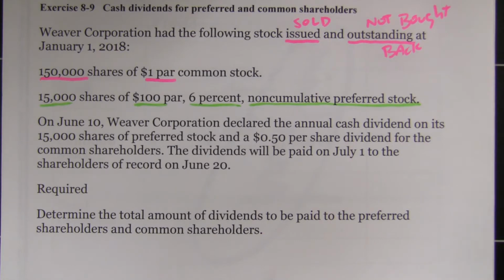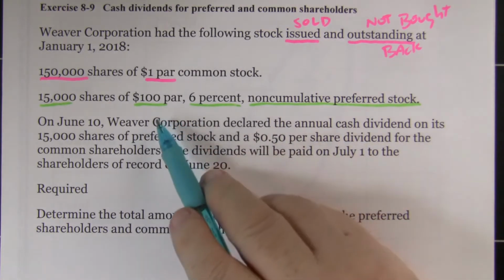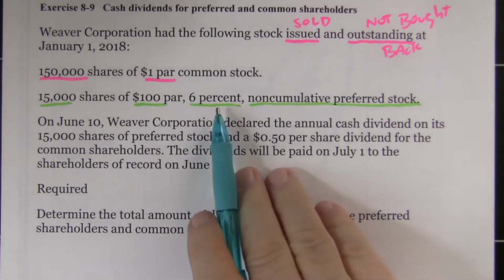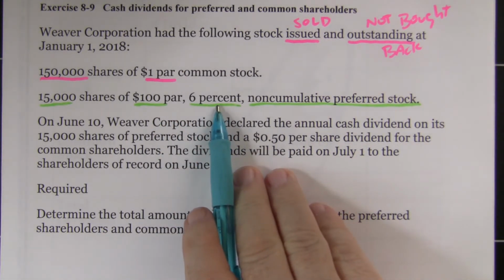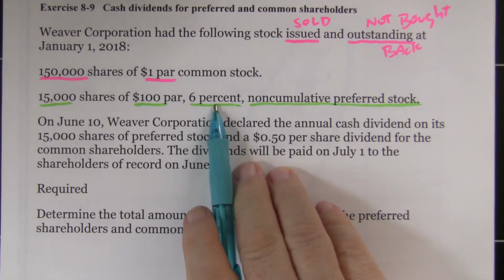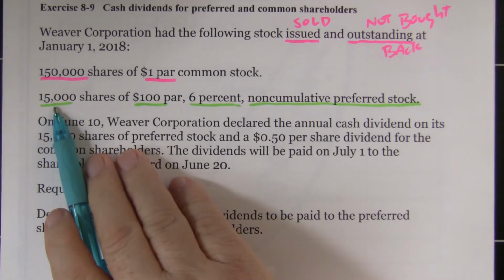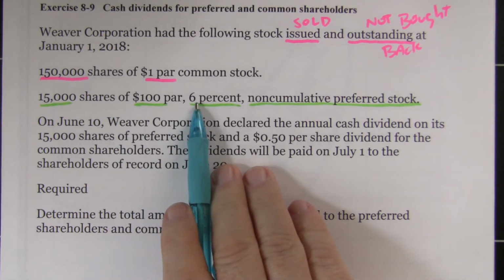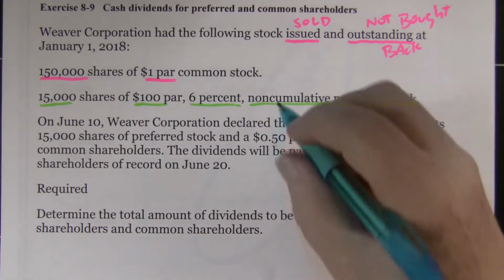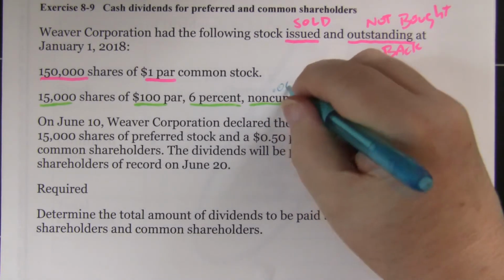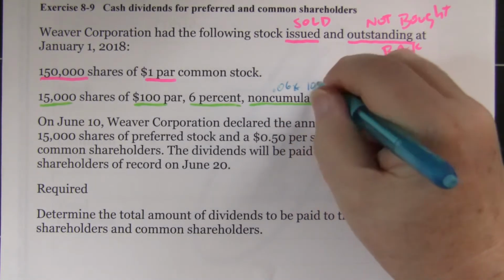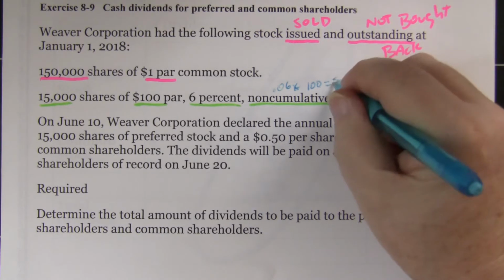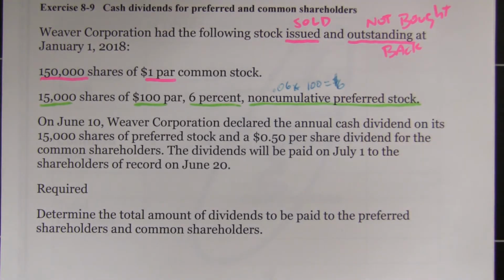Let's take a look at that for a minute, do a little quick computation. Remember, preferred stock gets returned based on what's in their contract. So every time this company declares a dividend, each of these 15,000 shareholders gets 6% of $100. So that's 0.06 times $100, $6, if the company declares a dividend.